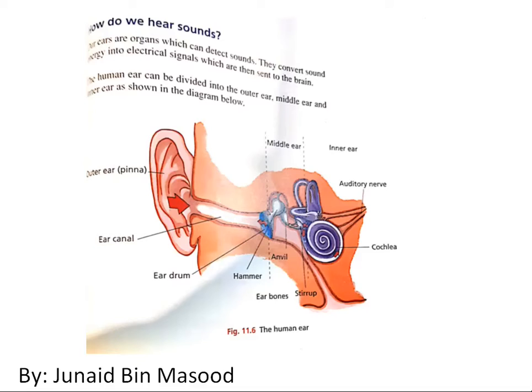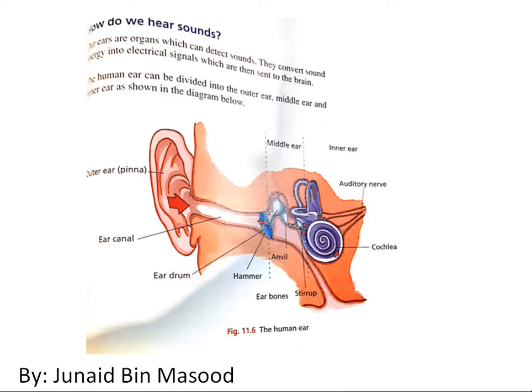Point: how do we hear sounds? Now coming to humans hearing sounds. This is book page 257. Ears are the organs which can basically detect sounds. They convert the sound energy into electrical signals, which are then sent to the brain.